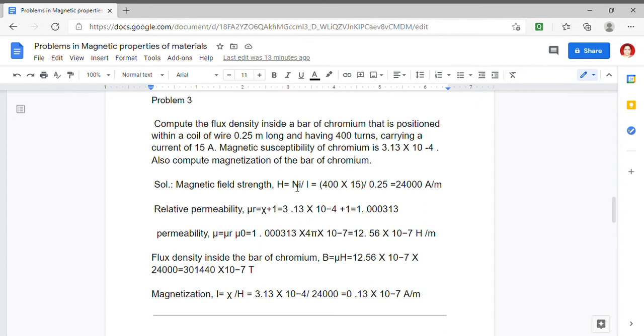This is our value of H. Now from all this data, we can find the magnetization I which is equal to chi into H. And on solving, we get magnetization to be equal to 0.13 into 10 raised to power minus 7 ampere per meter.